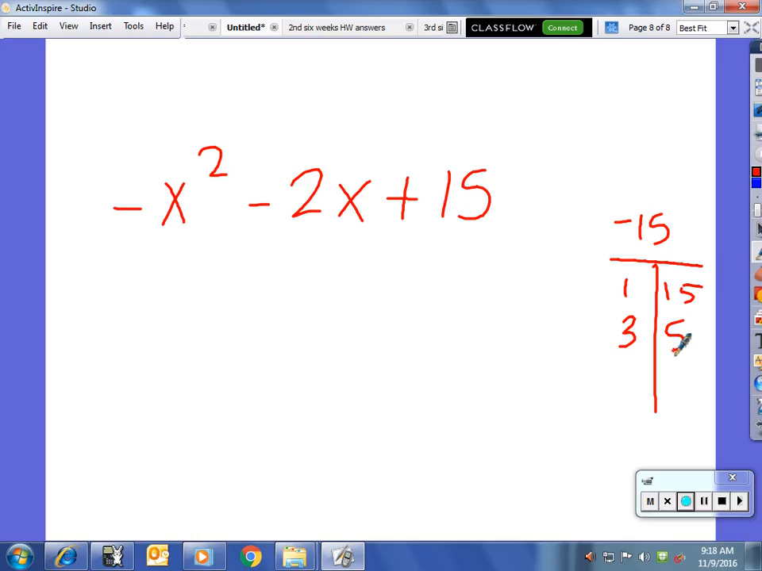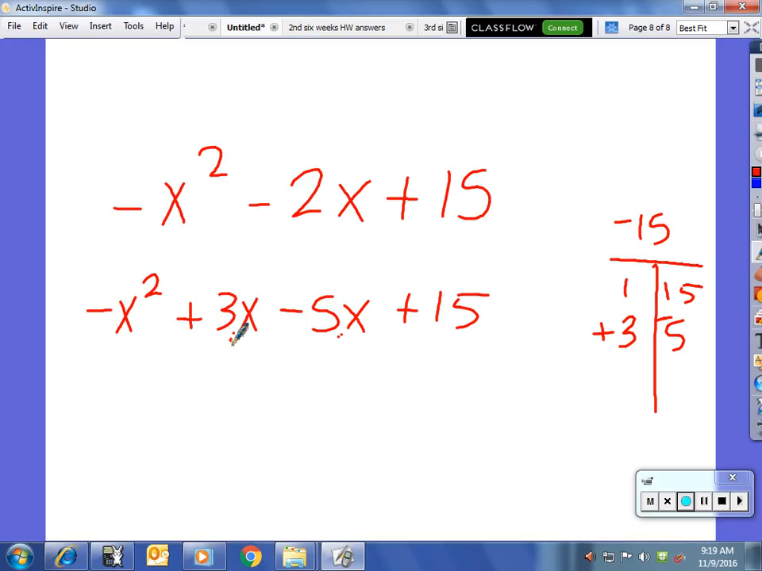Now I need a negative 2 in the middle. It's got to be 3 and 5. How do my signs work out? Positive 3, negative 5. Okay, so I'm going to rewrite this as negative x squared plus 3x minus 5x plus 15. And that still adds up to negative 2x, so I'm good there.